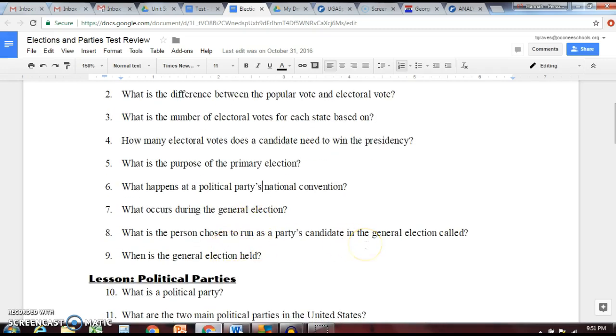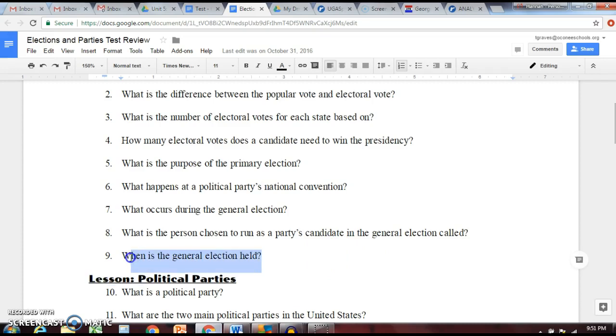Number 8, what is the person chosen to run as a party's candidate in the general election called? They are called the nominee. They are the nominee for that political party. Donald Trump was the Republican nominee for president. Hillary Clinton was the Democratic nominee for president in 2016.